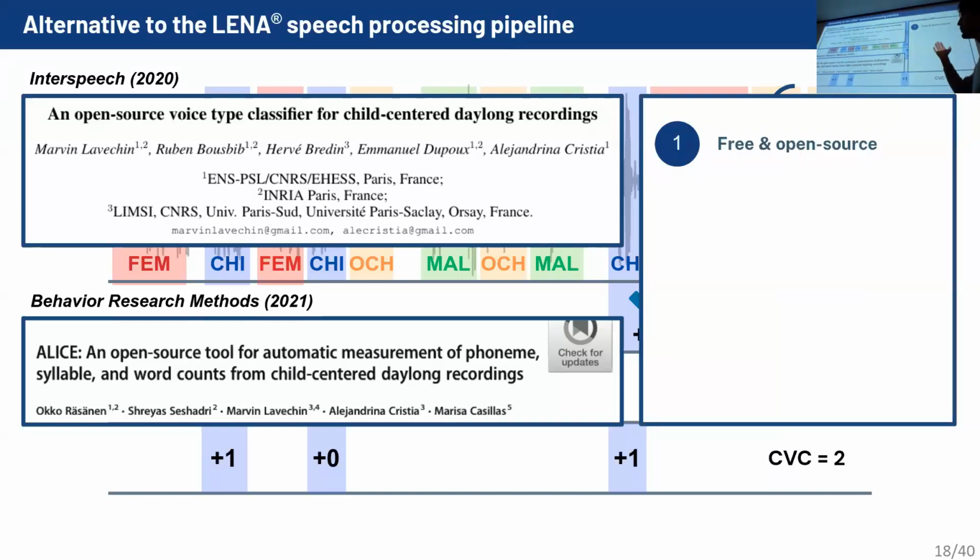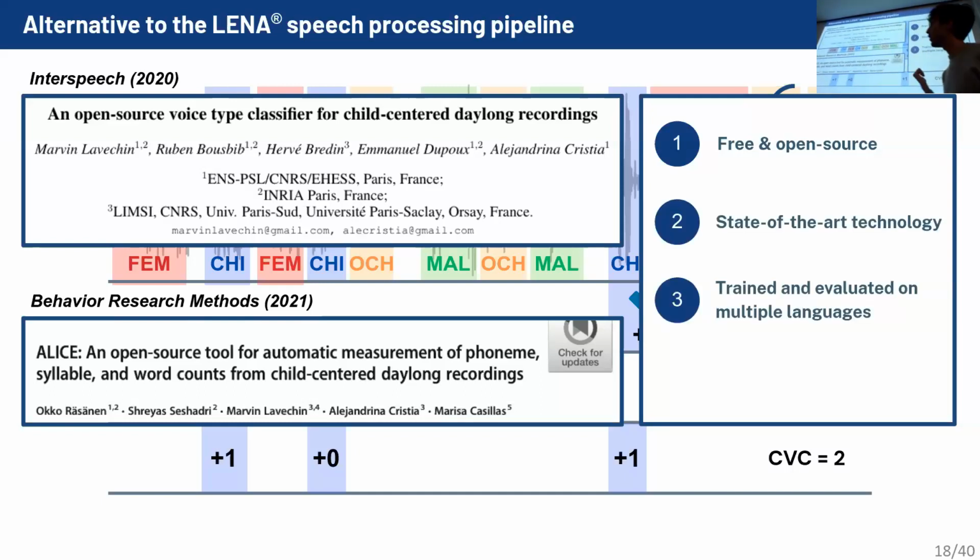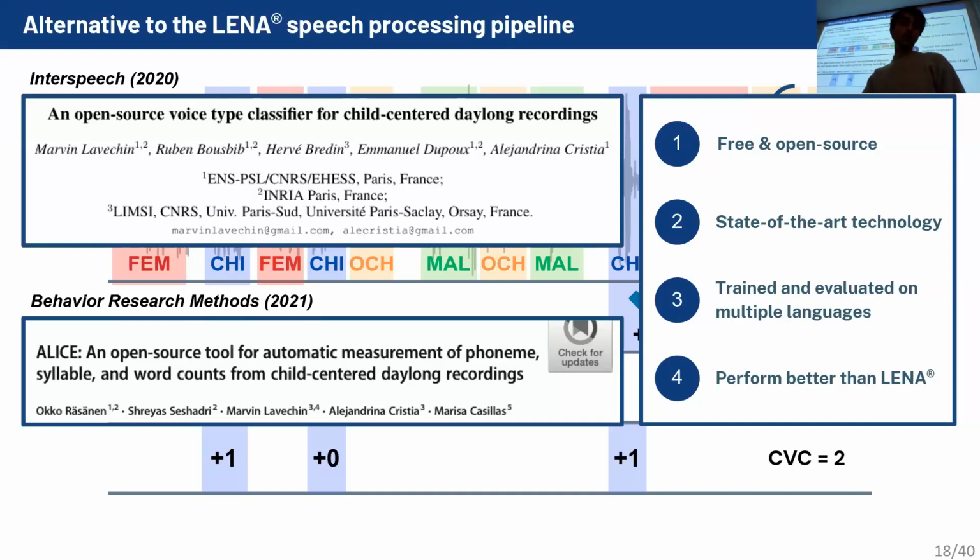So in comparison with LENA, our pipeline is free and open source. It relies on state-of-the-art technology. It has been trained on multiple languages and evaluated on multiple languages as well. We showed that in most cases it performs better than LENA.